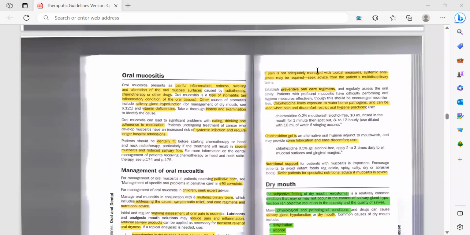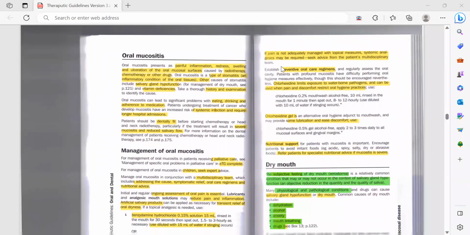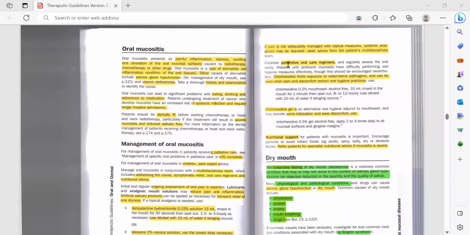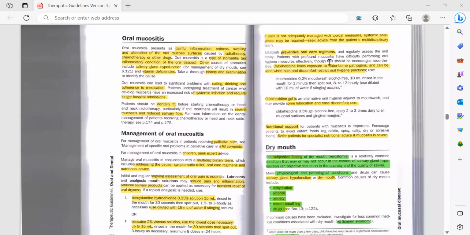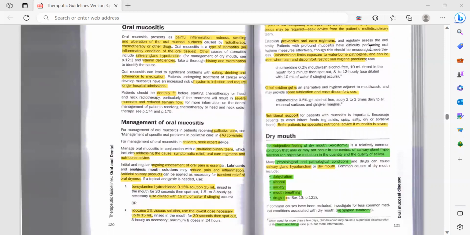If pain is not adequately managed with topical measures, then systemic analgesics may be required. Seek advice from the patient's multidisciplinary team. Then establish a preventive oral care regime and regularly assess the oral cavity. Patients with profound mucositis have difficulty performing oral hygiene measures effectively, though this should be encouraged. Nevertheless, we still need to encourage them. But if they are in pain, they would be avoiding that.